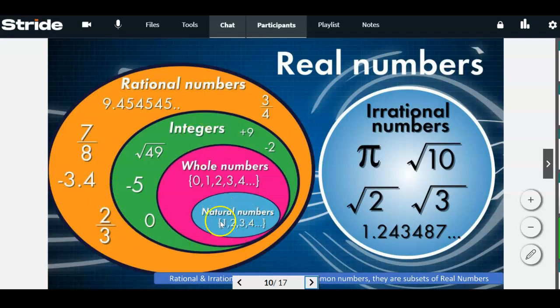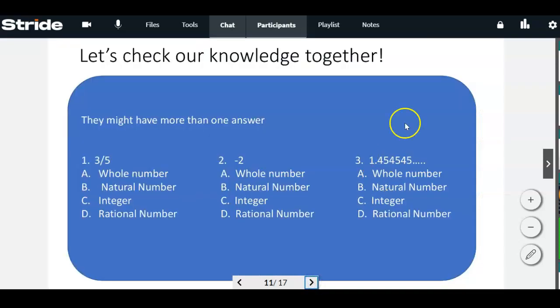So remember, here are the natural numbers. All natural numbers are whole numbers. All whole numbers and natural numbers are also integers. And all natural numbers, whole numbers, and integers are also rational numbers because they're embedded in there. But not all rational numbers will be... they're not irrational. Sorry, I misstated that. All right, so let's go on.